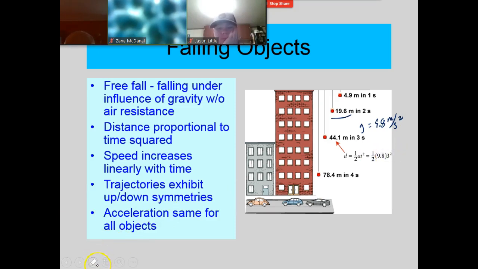Okay. 3 squared is 9. 9 times 9.8 divided by 2. Oh, actually, 1/2 of 9.8 is 4.9. Multiply that by 9, and you get 44.1. So it's gone 9 times further than it did at the very beginning in 1 second. And if you let it go 4 seconds before it hit the ground, it will have traveled 78.4 meters. That would be quite a bit more.